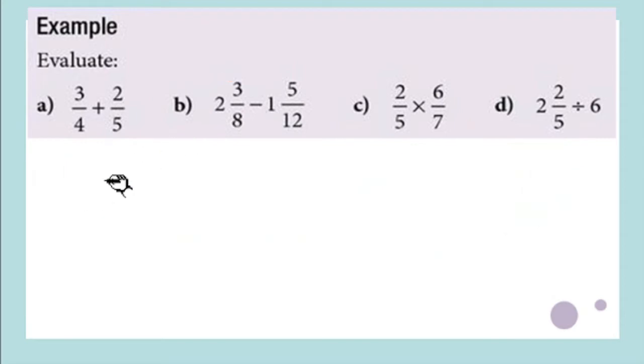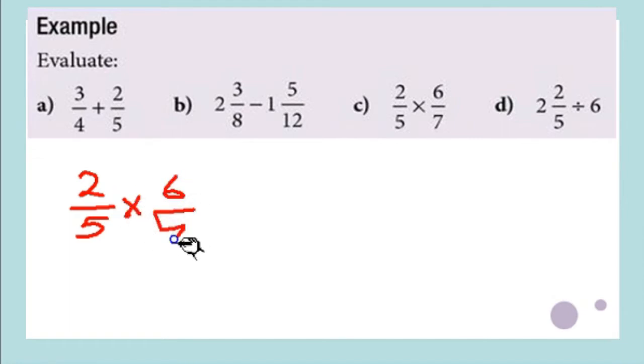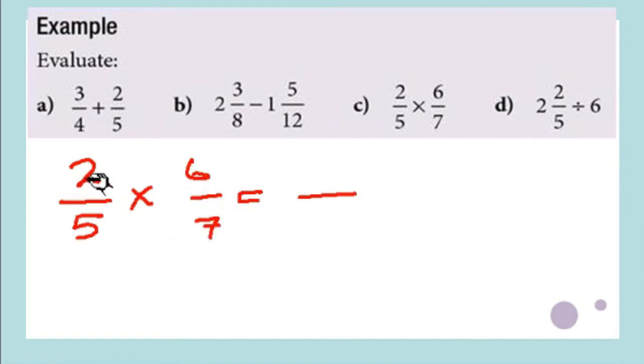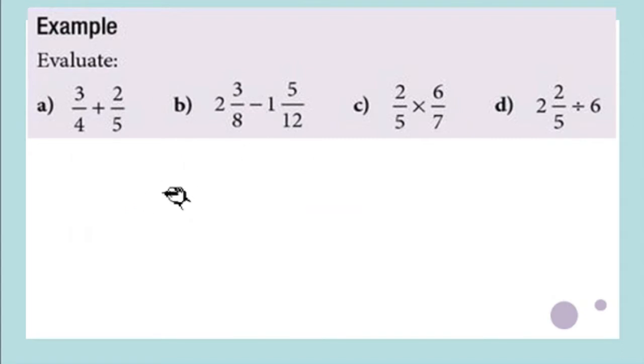Number C, he said 2 over 5 by 6 over 7. It's very easy. You do 2 by 6 directly, 12. 5 by 7, 35 directly. There is no problem here, directly. Okay. Number D. He said 2 and 2 over 5 divided by 6.